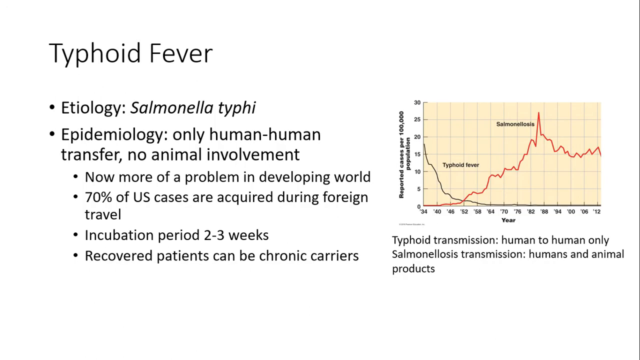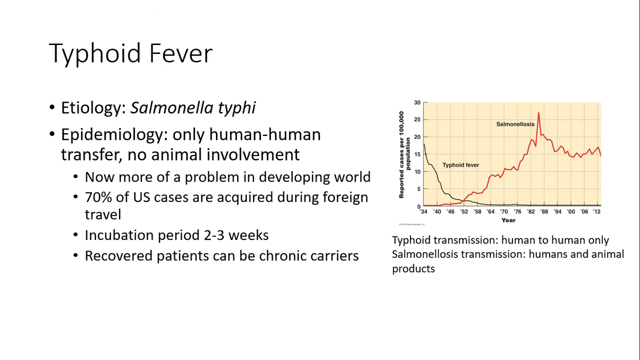So typhoid fever, we've done a lot with already, talking about Typhoid Mary, so we'll just hit the highlights here. As you know, the etiology for this is Salmonella typhi, so that's what we're talking about here. Its epidemiology is interesting, though, because this one has no animal involvement at all. It is usually only human-to-human transfer.